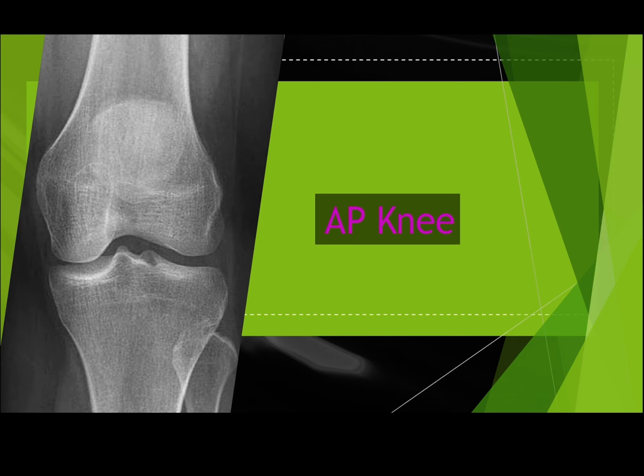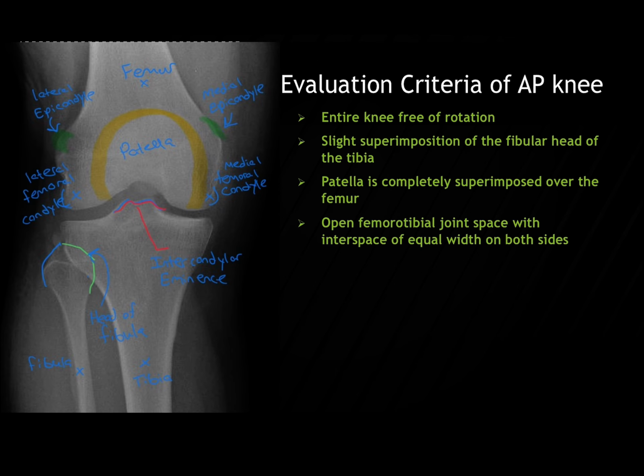So we're going to begin today with the AP knee. Our evaluation criteria for the AP knee is pretty straightforward. The entire knee is free of rotation, with slight superimposition of the fibular head by the tibia. The patella is completely superimposed over the femur. Open femorotibial joint space with interspace of equal width on both sides.